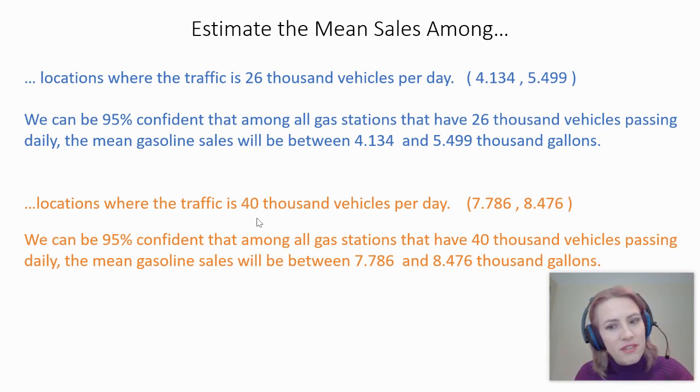Down here in orange, I have the same thing, just replace 26 with 40, and then different interval endpoints reflecting that with more traffic, we expect more sales. So notice both these numbers are larger than the blue interval up here. So that's because we expect to sell more gas on average. But the interval width, or how far apart are those two numbers, they're closer together than they were for the blue interval up here.